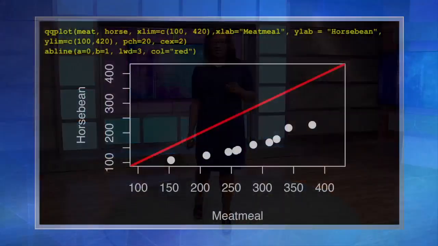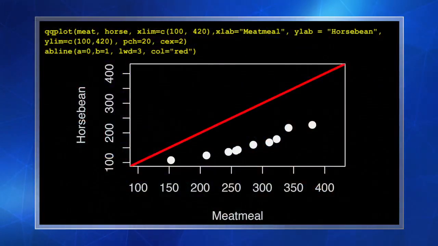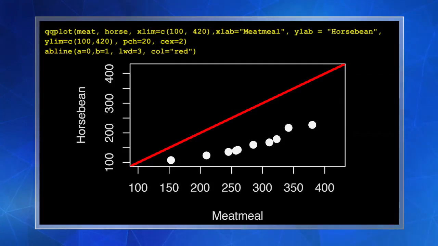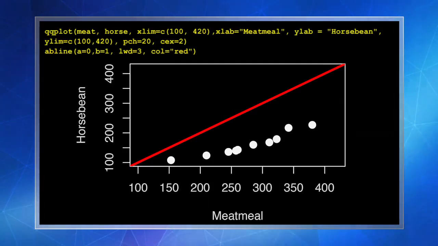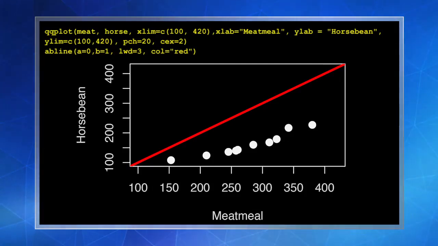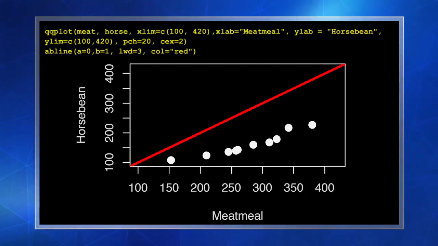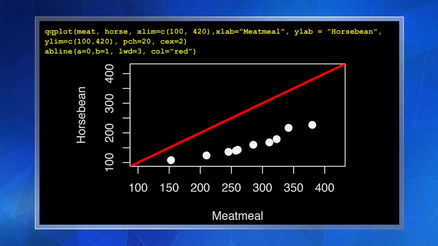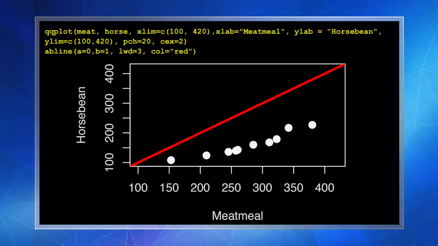Now let's look at a plot of the weights by ordered pairs. Imagine that we order meat meal from smallest weight to the greatest weight. And likewise, we're going to order horse bean from the smallest weight to the greatest weight. Now take those two ordered sets of data and pair them up and plot them. Imagine here, if feed had no effect on chicken weight, then we would expect our data points to fall sort of randomly around this red line.